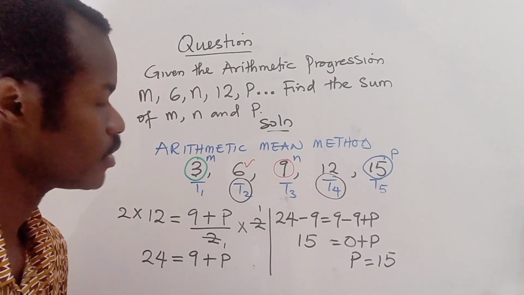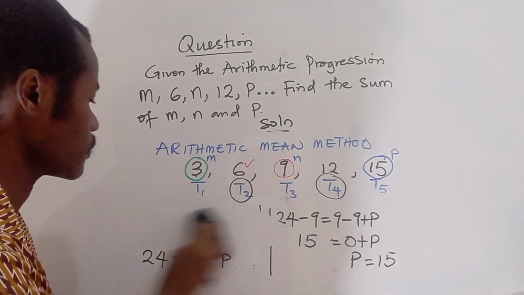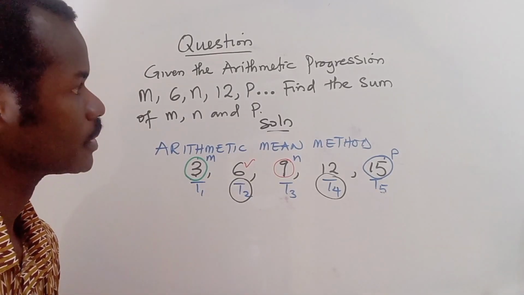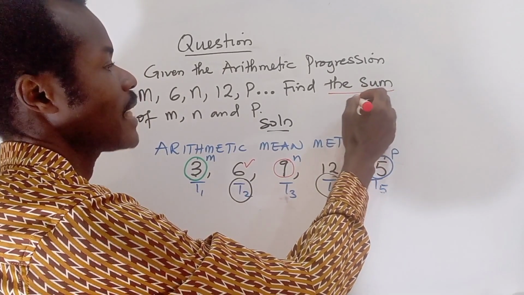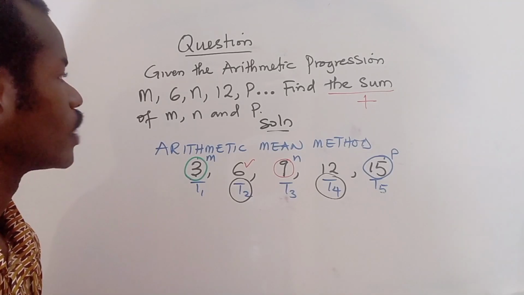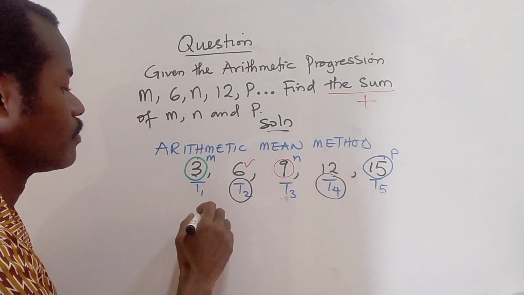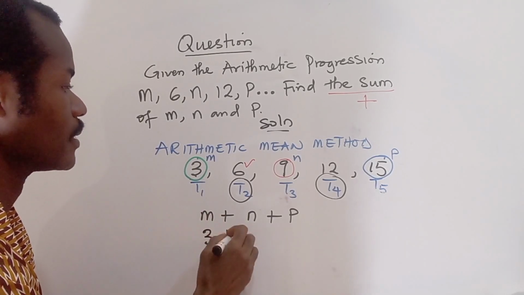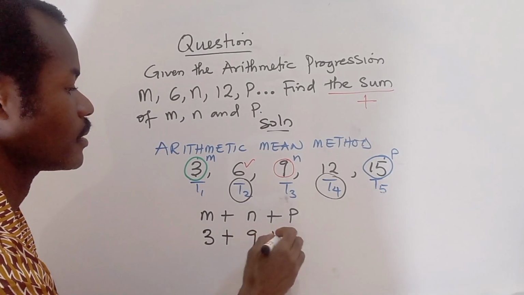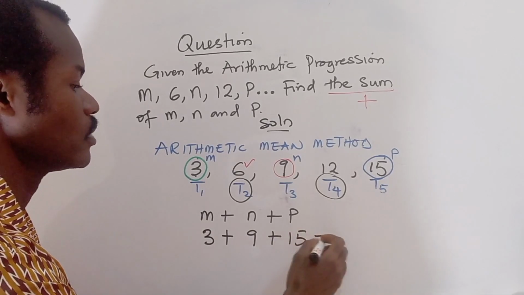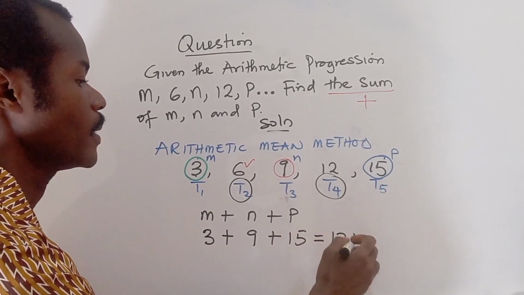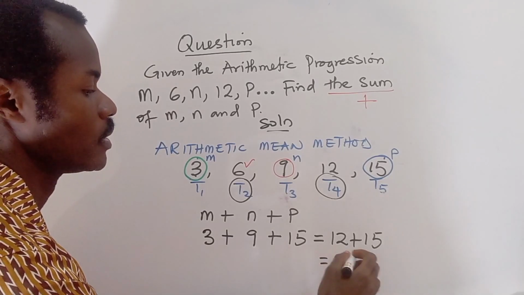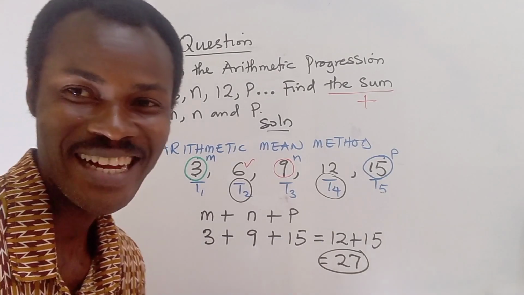Now the question further says we should find their sum. What does it mean to find their sum? Sum means plus, it means addition. So we want to add n and p. So their sum means n plus p. n was 3, plus our m is 9, plus our p is 15. So 9 plus 3 is 12, plus 15, and 12 plus 15 is going to give us 27. So this gives us the answer to this problem.